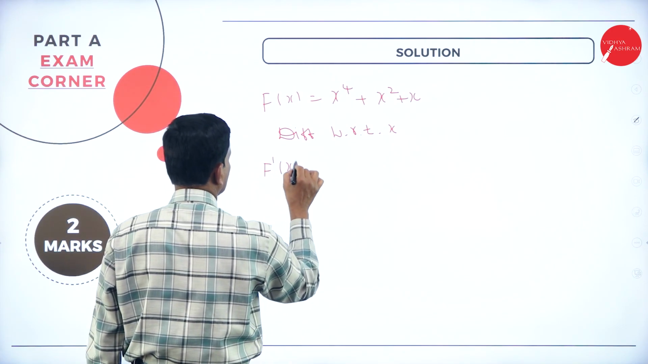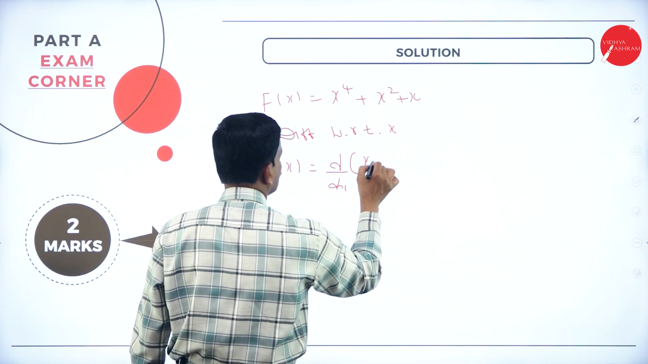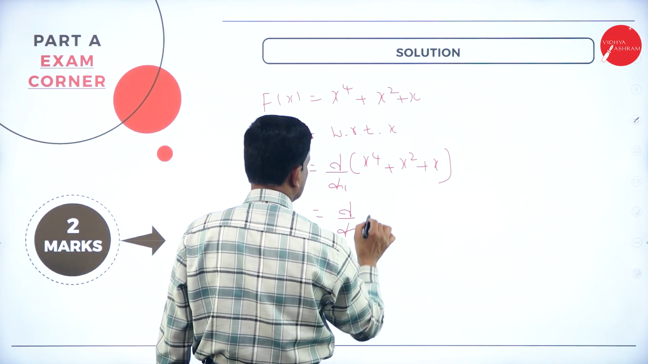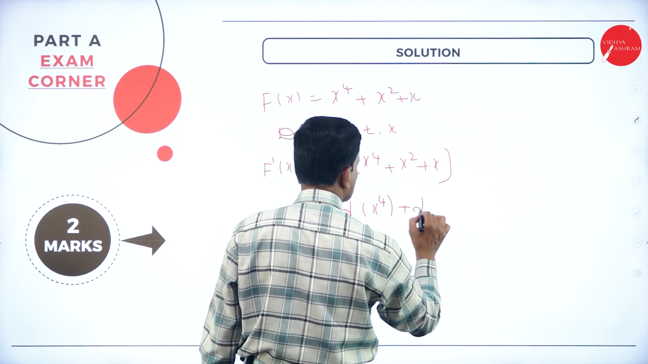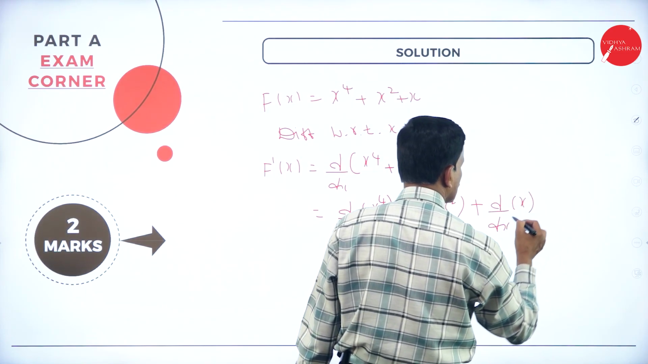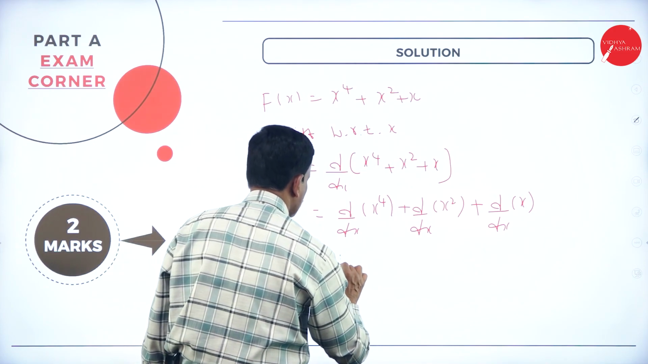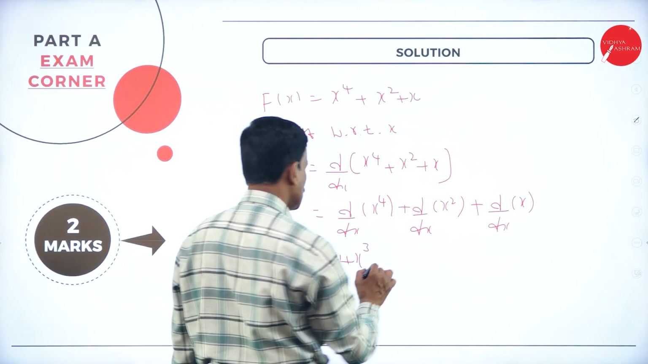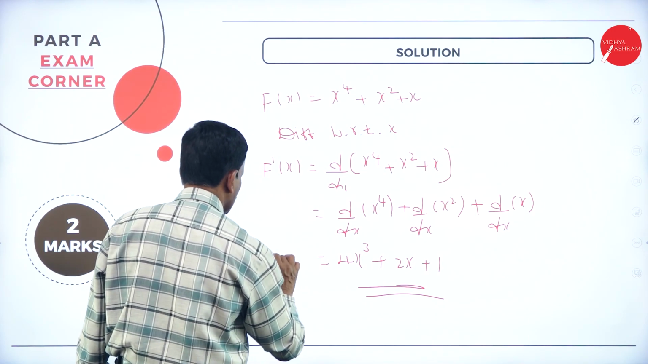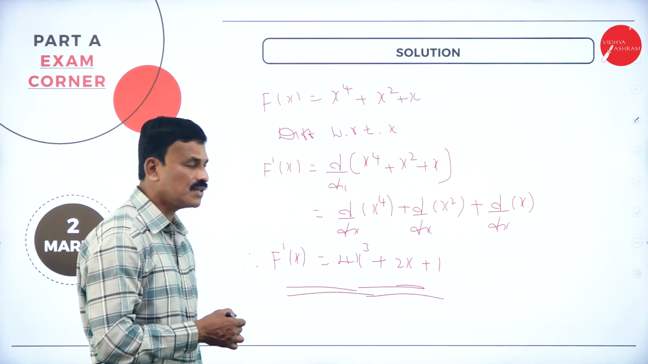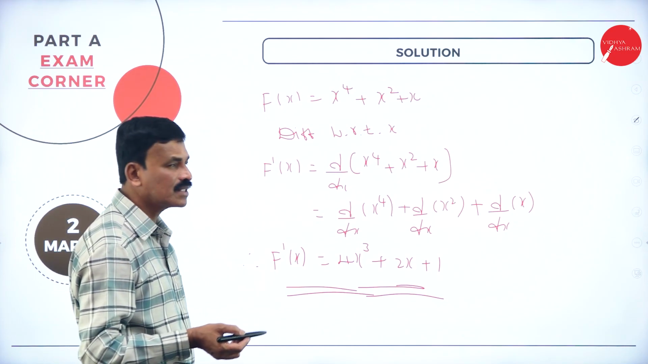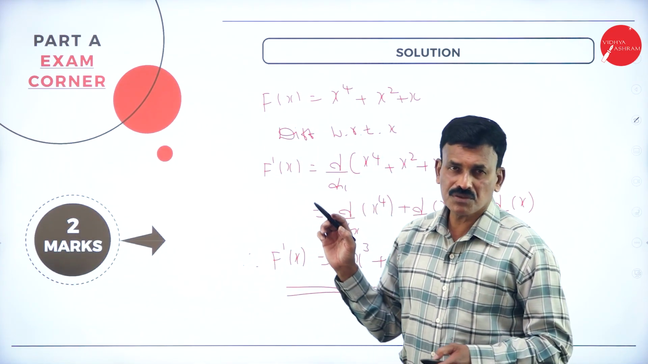So, we will get f dash of x is equal to d by dx of x to the power of 4 plus x square plus x. So, term by term differentiation: d by dx of x to the power of 4 plus d by dx of x square plus d by dx of x. Now, using the power rule, differentiation of x raised to 4 is 4x to the power of 4 minus 1, which is 4x cube, plus differentiation of x square is 2x, plus differentiation of x is 1. So, f dash of x, the first derivative, is 4x cube plus 2x plus 1. If you differentiate this one more time, you will get the second derivative, but that is not required. What is required is the first derivative.